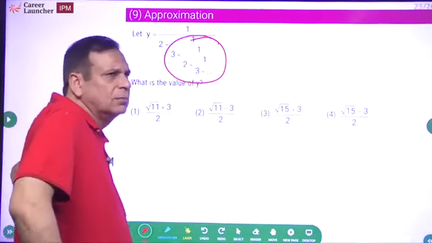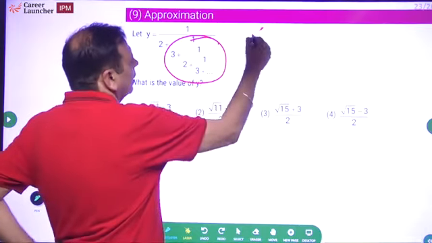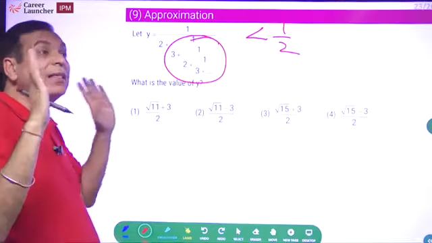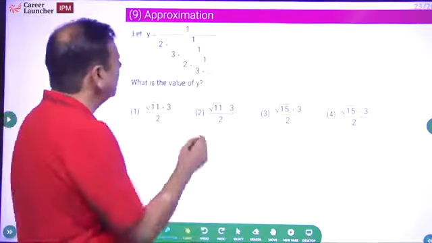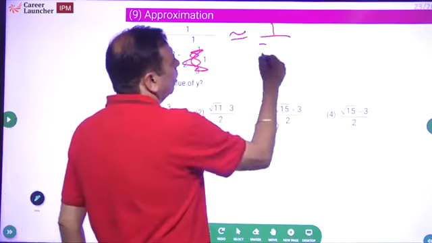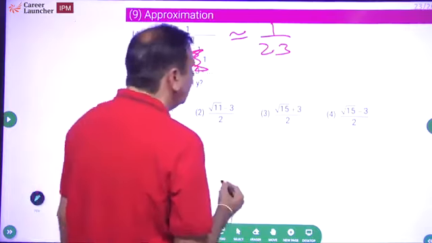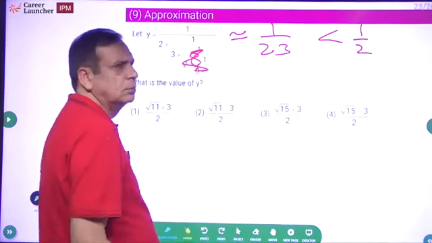Is this not more than 1? Can I say this should be less than 1/2? My answer has to be less than 1/2. Okay, let me also make it slightly more. If I just ignore this thing, can I say this will be approximately 1/2.3? Isn't it? That means my answer has to be less than 1/2.